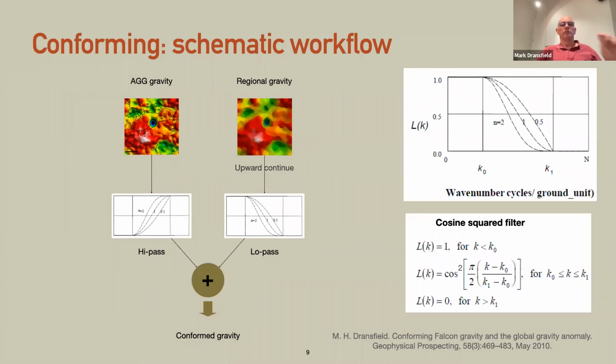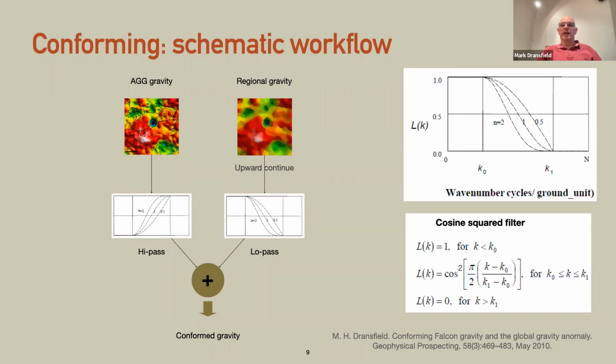We start off with some detailed gravity data on the left, top left, that little image, and some regional gravity on the right. The regional gravity, we continue to the same height as our detailed airborne gravity gradiometry gravity, and then we high pass the high resolution gravity data, the regional data gets low passed, and we add the two together. So it's a very simple approach.